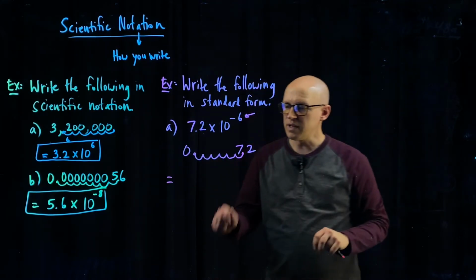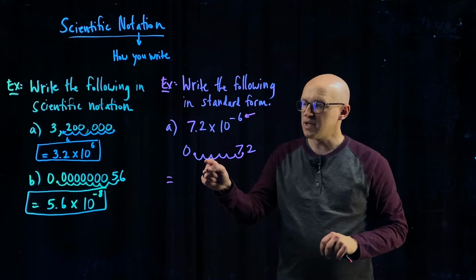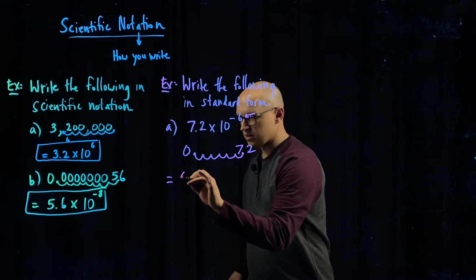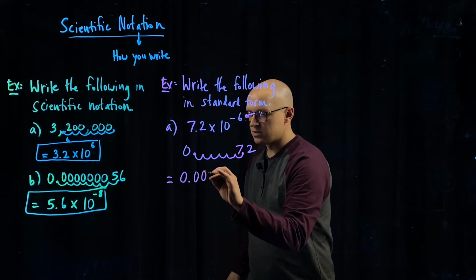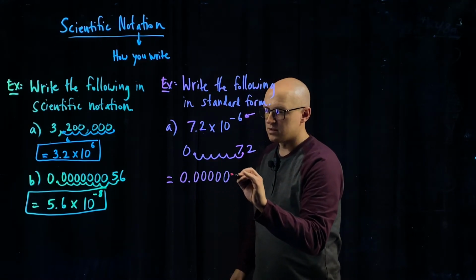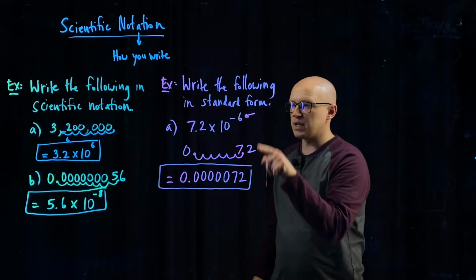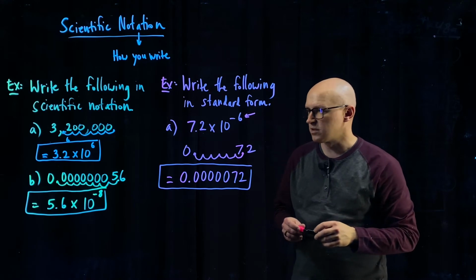Now, for every space, I'm going to place a 0 in there. So there's 1, 2, 3, 4, 5 spaces. So this is going to be 0.00000072, and that is that number in standard form. Again, it's equivalent. They're just written in different forms.